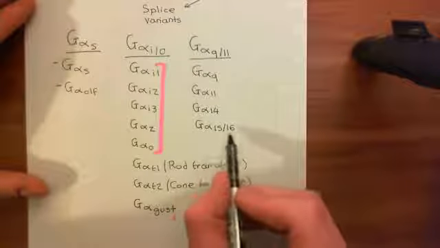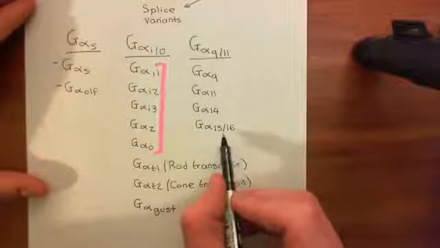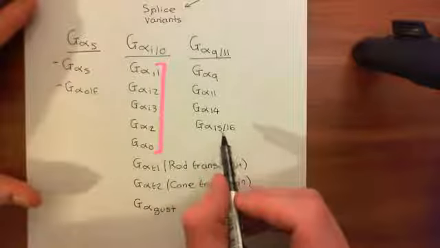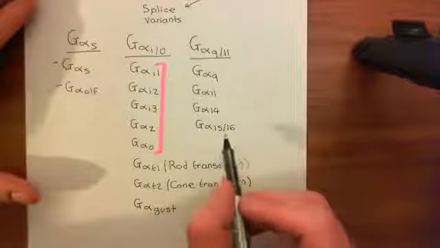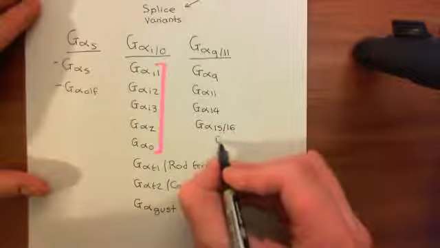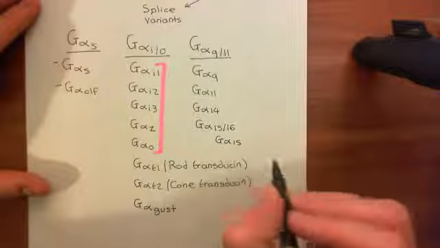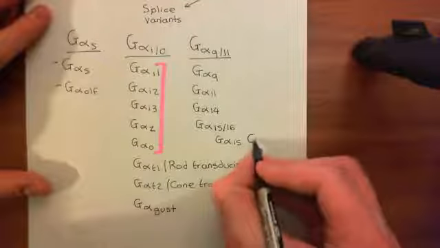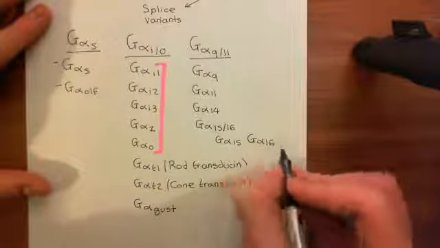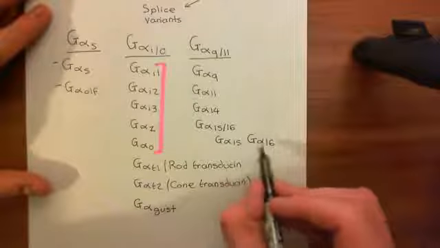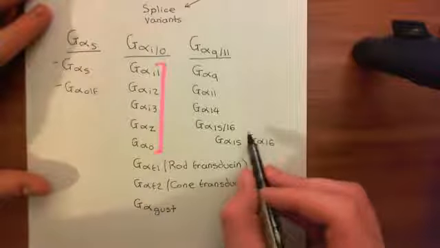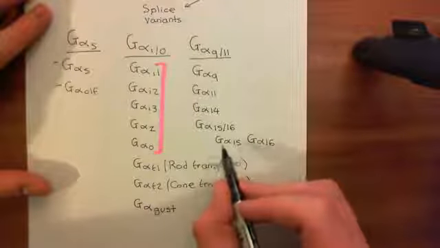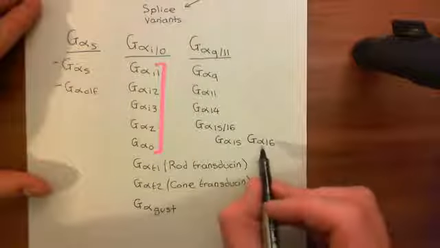Let me tell you the story behind how it's come to be called G alpha 15/16. People who were initially doing work in mice found a G alpha subunit which they called G alpha 15. Then when people did research in humans, they found a G alpha subunit which they called G alpha 16. Later it transpired that G alpha 16 is really the human version of G alpha 15. So it would be quite nice if we actually called these two the same thing.